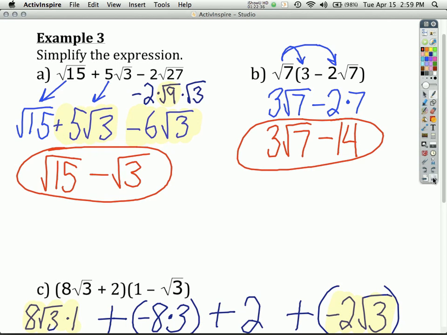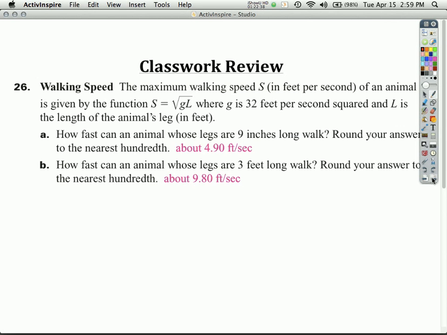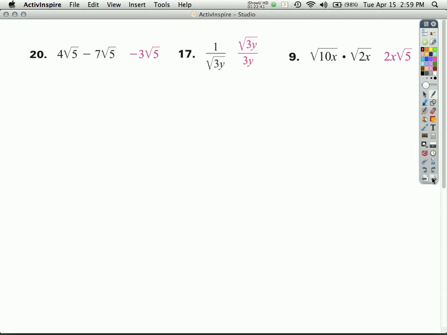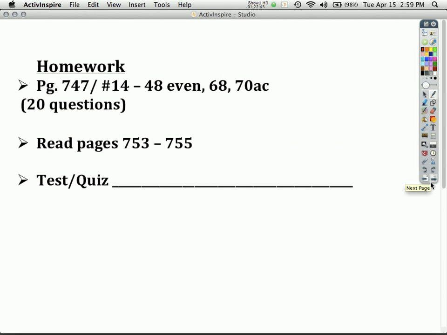Good. So, due to time, there will not be classwork. Everyone will get a free point. That's my fault, not yours. Everyone draw a line across your paper. Your homework is page 747. We're going to do numbers 14 through 48 even, and number 68 and 70 parts A and C only. Read the next section. You must read the next section. That is not optional. There will be a quiz or a test, but with the FCAT schedule next week, I'm not sure when it will be. So I have to wait and see.